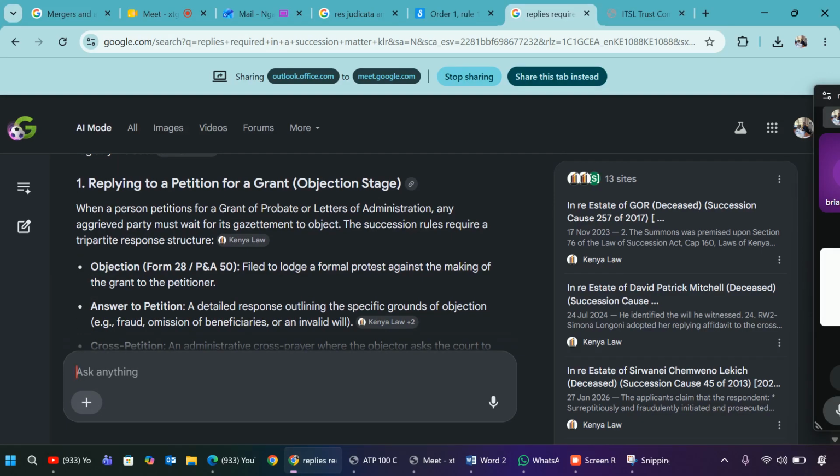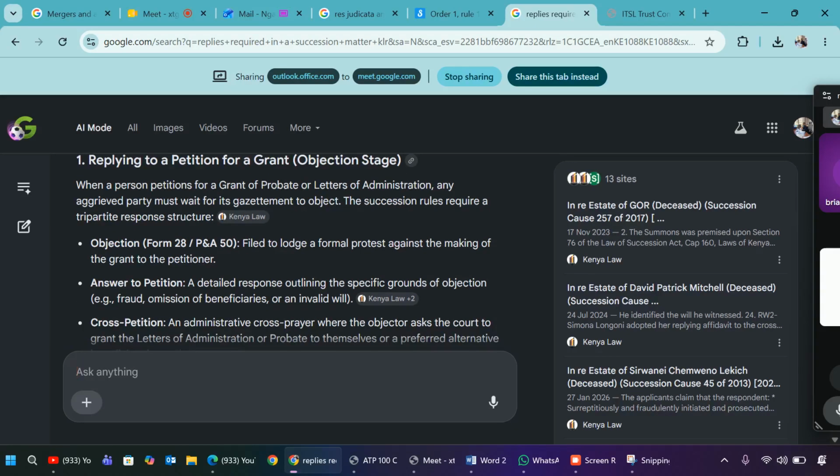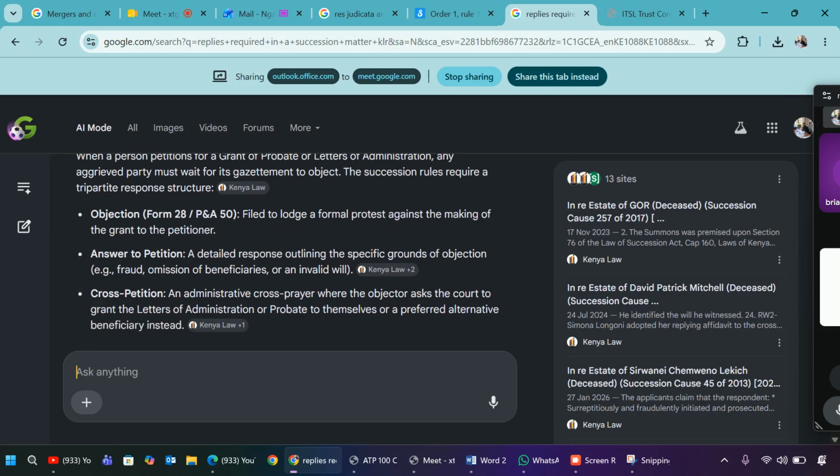When a person petitions for a grant of probate or letters of administration, any aggrieved party must wait for its gazettement to object. The succession rules require a tripartite response structure. This is where they have Form 28 and PA 50, objection, filed to lodge a formal protest against the making of the grant to the petition. Then you have an answer to petition. This is a detailed response outlining the specific grounds of objection, e.g. fraud, omission of beneficiaries, or an invalid will.